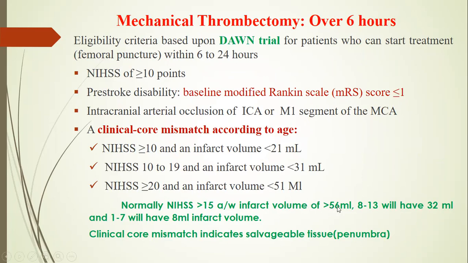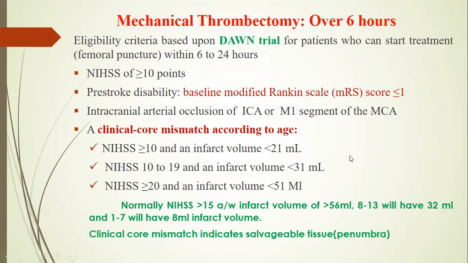Ideally, if a patient comes to the emergency with an NIHSS score of 15, it indirectly indicates the patient should have an infarct volume of more than 56 ml. If the NIHSS is 8 to 13, the infarct volume will be more than 32 ml. Here they compare: if the NIHSS score is high and the infarct volume is low, that indicates penumbra, the existence of penumbra tissue.